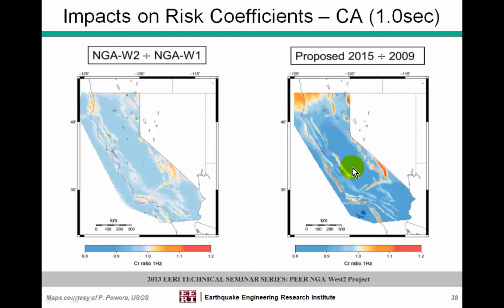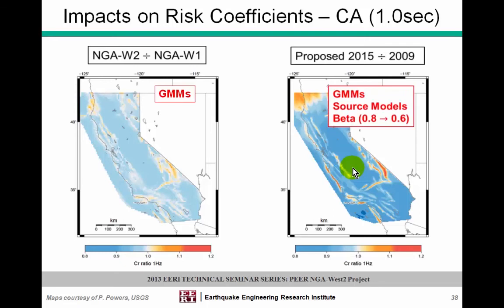And then even when you change the other things, again the source models, and now change beta from 0.8 to 0.6, even then you're getting changes here that are plus or minus 10%, and at most like a 15% change. So even changing the source models, changing the beta, changing the ground motion prediction equations, it's not changing these risk coefficients or the shapes of hazard curves all that much.